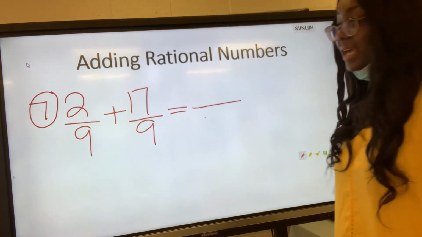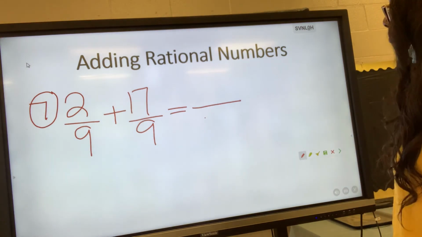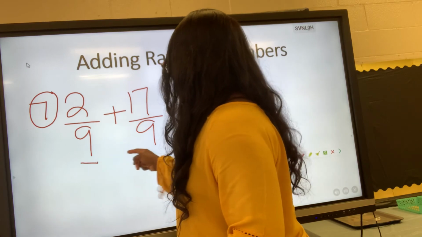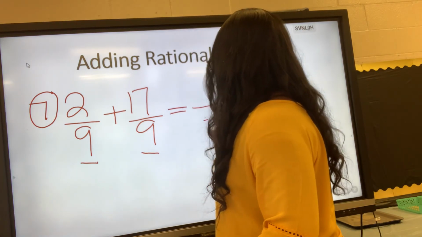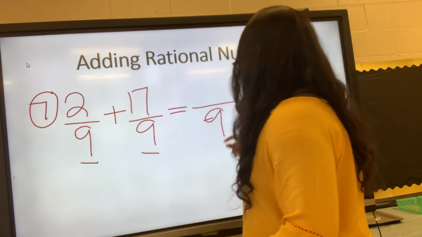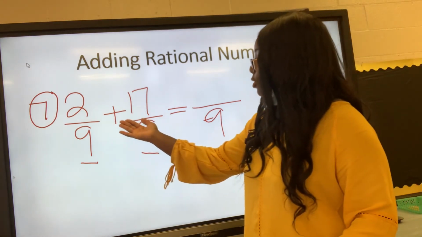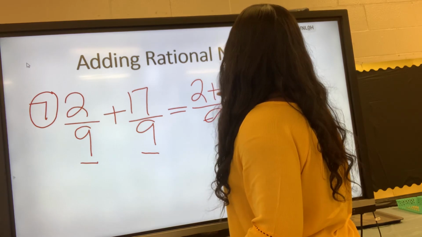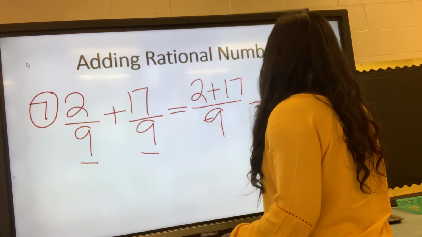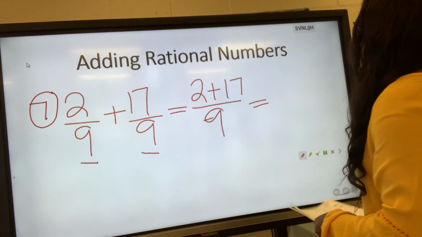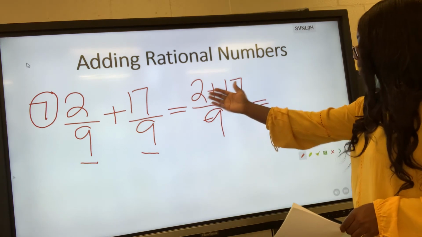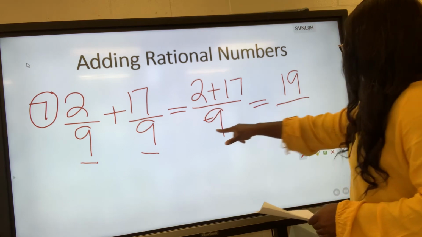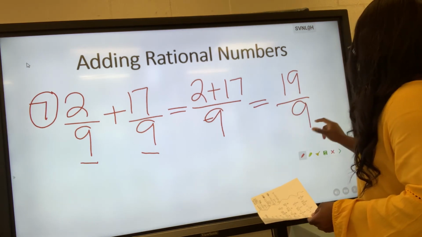So, do we have a like denominator? Yes, both of our denominators are 9. So when they are the same, you simply bring it over. Now we're adding, so you bring over the addition. 2 plus 17. Okay, really simple. And then you go from here. We know that 2 plus 17 is 19. You bring over your denominator, 9.